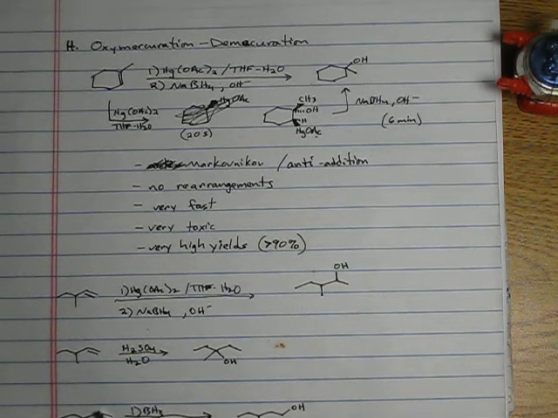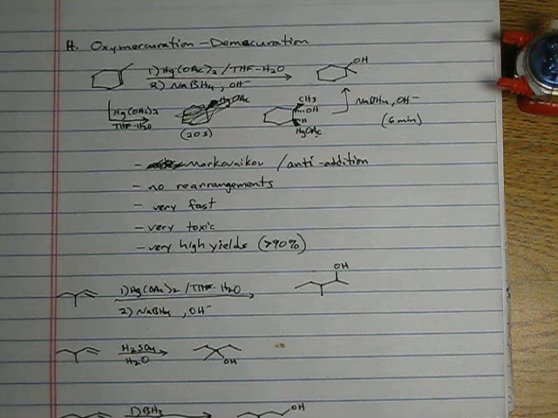Hydroboration oxidation, anti-Markovnikov. No carbocations, no rearrangements. Anti-Markovnikov, hydrogen goes here, the OH goes on the end. So this is a nice set of 3 reactions where we can decide where the OH goes. Where does that alcohol end up? We can decide as chemists where it belongs.